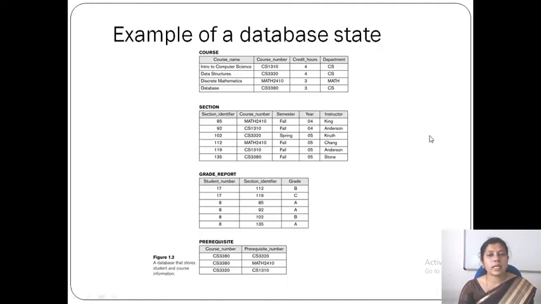Now this is an example of database state. Here you can see course has 4 records. So this is the current state. When I took the snapshot, or when I see how many records are there in the different tables of the database, then this is the current state. Like this, the actual content at a moment is called the database state.